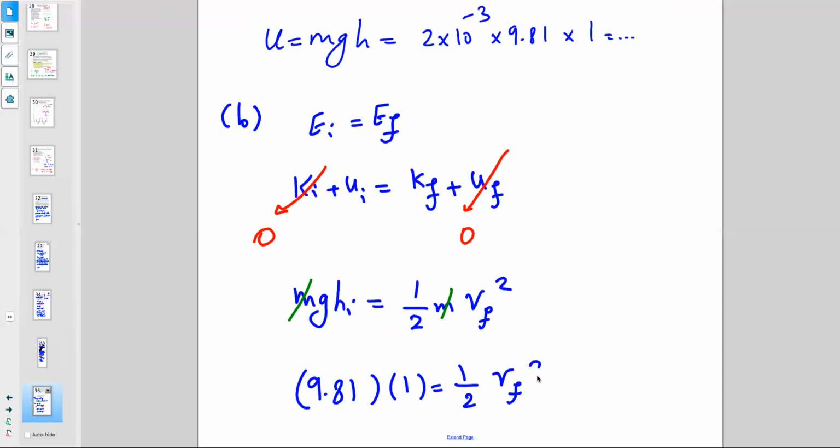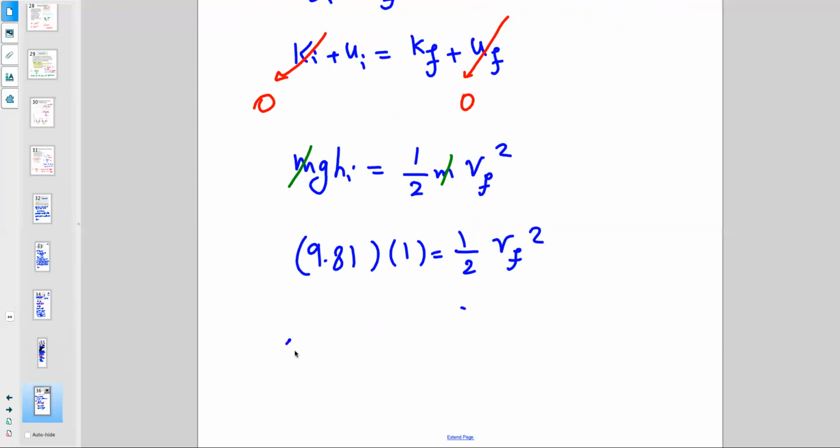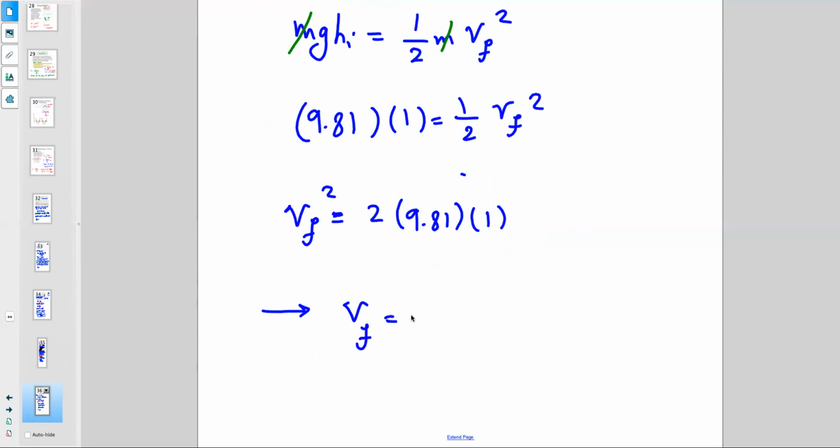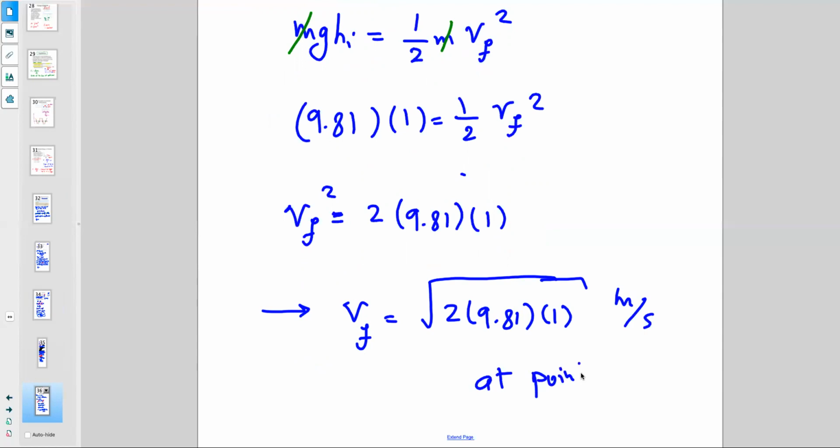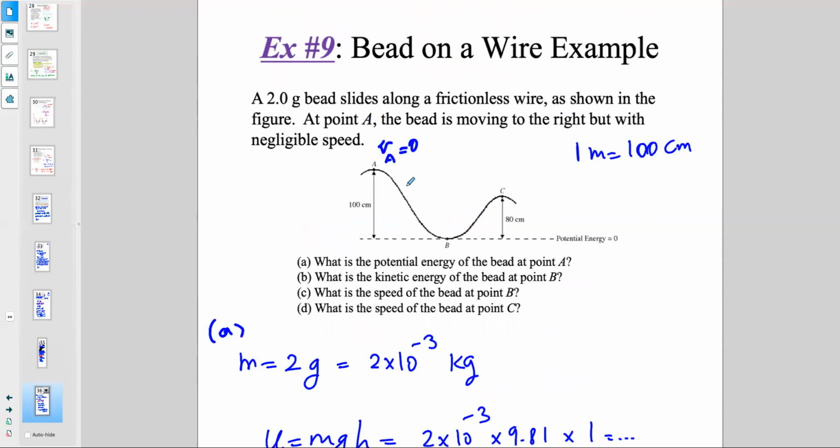So you can write V final squared at point B to be 2 times 9.81 times 1. So V final is the square root of 2 times 9.81 times 1, in meters per second. So that's your final velocity at point 2. So that's part B. Let's go over part C.